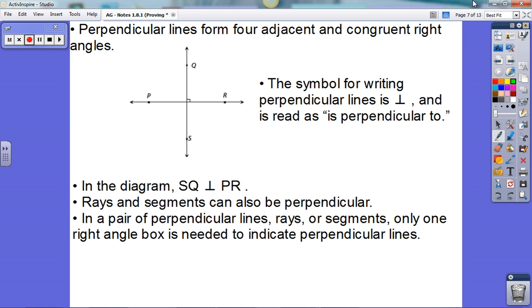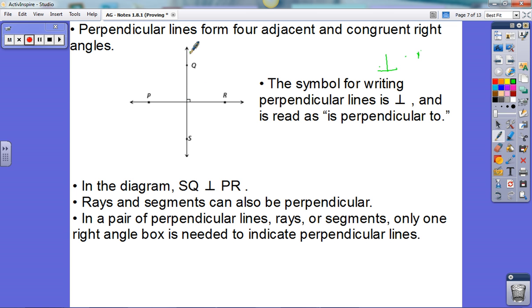Perpendicular lines: if I have two perpendicular lines, then they're going to form four adjacent congruent right angles. Now notice that it's just labeled with that square there. You could put them all, but you really only need one, and that's going to show that they're all perpendicular. Remember, this is my symbol for perpendicular, basically an upside down capital T.